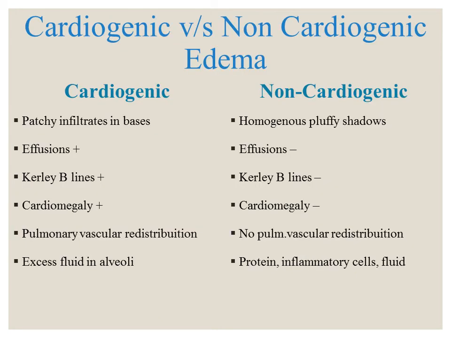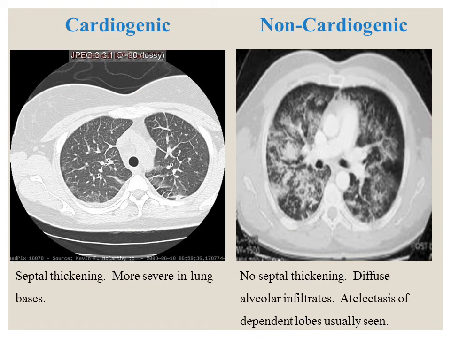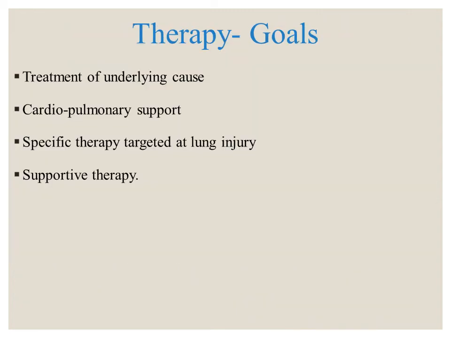So this is the difference between the cardiogenic and the non-cardiogenic pulmonary edema. There should be absence of Kerley B lines and cardiomegaly, and there should be homogeneous puffy shadows in the case of non-cardiogenic pulmonary edema. There should be exudate, that is the accumulation of protein and inflammatory cells within the edema fluid. So this is again the CT chest showing septal thickening that is more severe in the lung bases in the case of cardiogenic pulmonary edema.